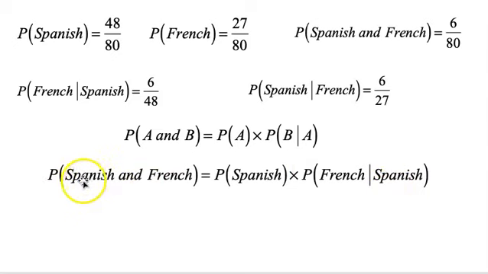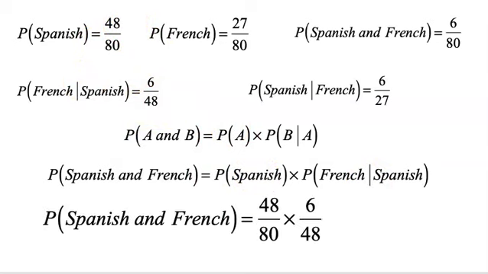So we're going to look to see if the probability of Spanish and French really is the probability of Spanish times the probability of French given Spanish. Well, what is the probability of Spanish? 48/80ths. What's French given Spanish? 6/48ths. You'll notice the 48ths divide out, and the result would be how much? 6/80ths. Is that what we wanted it to be? It sure is. We said up here from looking at the Venn diagram, probability of Spanish and French was 6 out of 80. Can we see that?